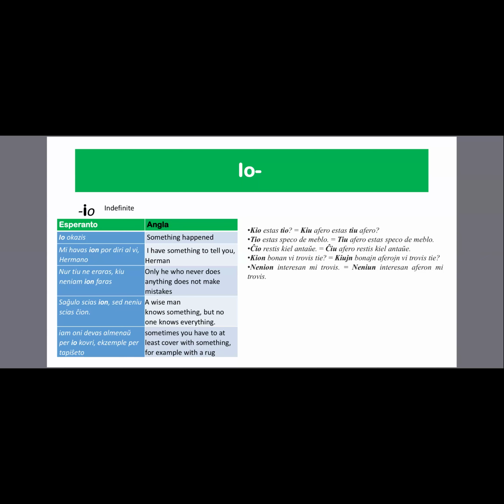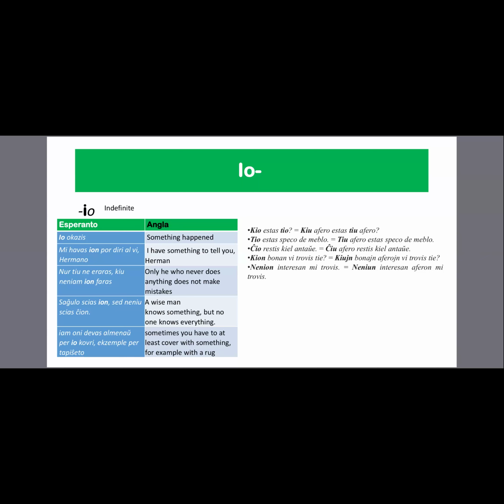So let's also see a small part of the exercise which I use here. Kio estas tio? Kio estas tio. So this one, I put equal, which I want to give you a meaning. Kiu afero estas tiu afero? Kio estas tio? Kiu afero estas tiu afero? Tio estas speco de meblo. What is that? Tio estas speco de meblo. This is maybe a species of furniture.